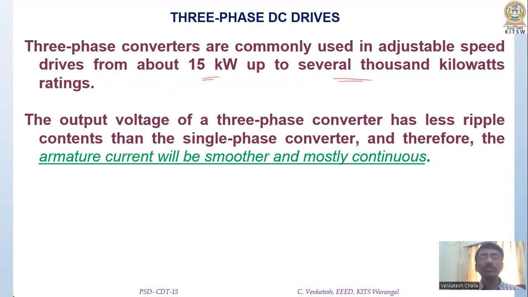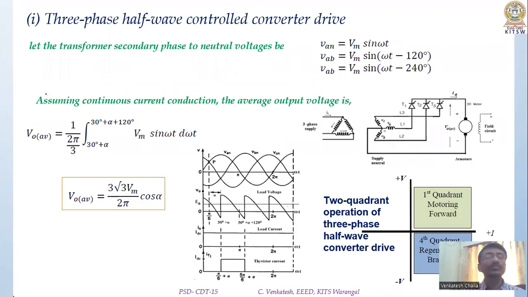The output voltage of a three-phase converter has less ripple as compared to a single-phase converter. This gives the advantage of high efficiency and also smooth current. That means current is almost continuous, and hence three-phase DC drives are preferred over single-phase DC drives for large power applications. Coming to three-phase half-controlled converter drive.